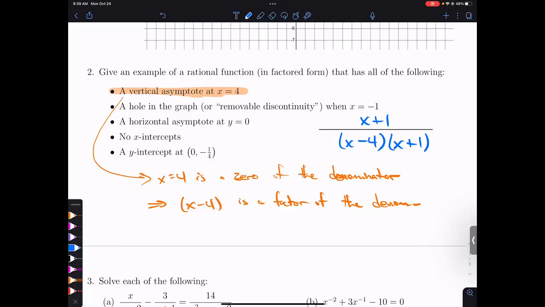First, check to see if it works. If it doesn't, then maybe do something. Like if I wanted this to have a horizontal asymptote of 1, well, I need another factor of x in the top, right?